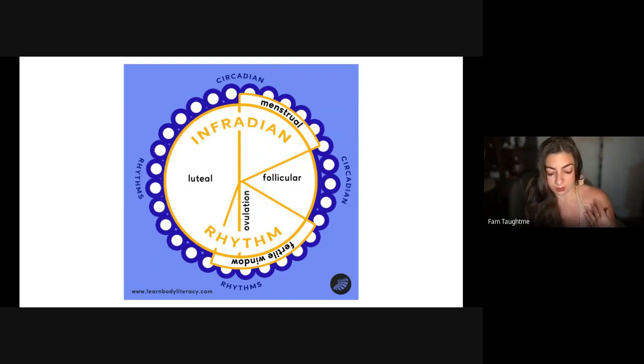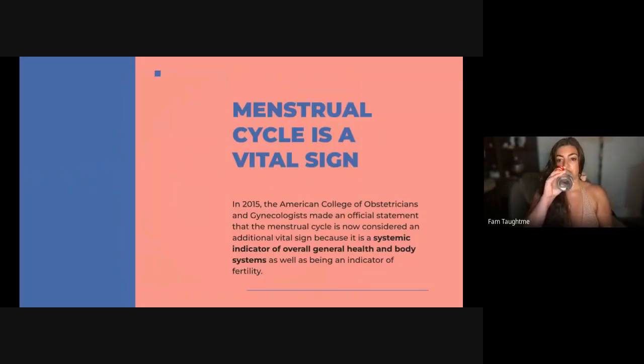It could be more pronounced for some people and less pronounced for others. But the idea is to understand that these subtle shifts are actually happening, and we aren't just existing solely on the circadian rhythm. So the menstrual cycle is a vital sign. In 2015, the ACOG actually made an official statement agreeing with us menstrual activists that it is indeed a vital sign, not just an indicator of fertility, but also that it concerns your general health.